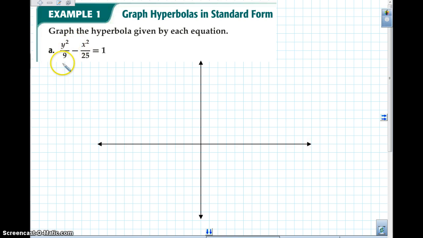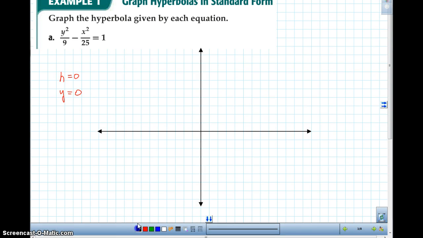It's really easy to identify h and k here. H is whatever you're subtracting or adding from the binomial with x, and that's going to be 0, since there's nothing there. And with y, it's going to be 0. So our center is very easily noted at 0, 0. Okay. Now, the center is not part of the graph, just like it wasn't part of the ellipse, but that is going to help me find out where my vertices are, because that's really the most important thing.